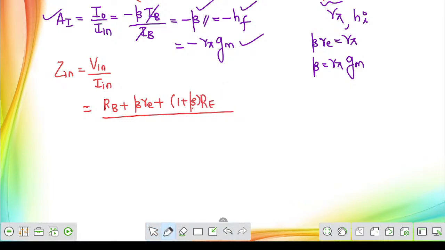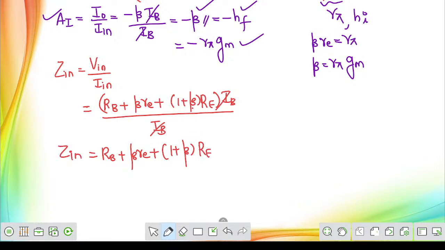So what I will do now, I will keep the base current common. Now these two will get cancelled. So the input resistance will become simply RB plus beta times of RE plus 1 plus beta times of RE. Okay, this is your overall input impedance when it is given in the exam. So you will have to approach it in this way only.